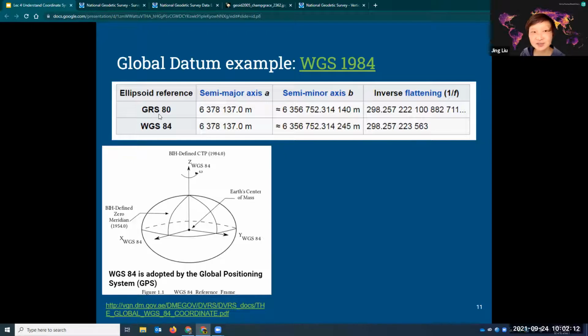Earlier, we did have a GRS 80, and you can see we have a little bit of difference here in the semi-minor axis. This is the early version of WGS 1984.